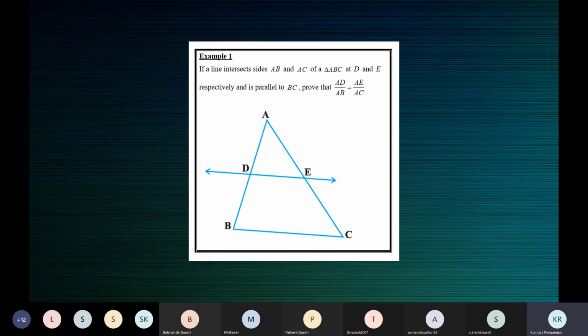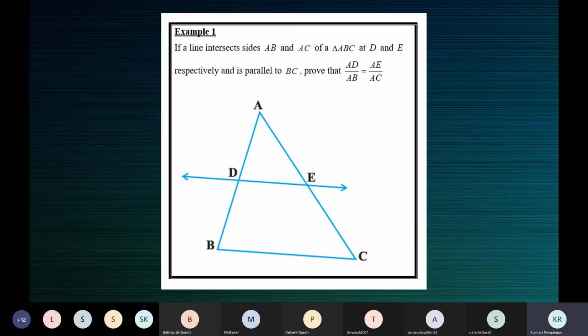So this is example 1 in NCERT. So see this, children, if a line intersects sides AB and AC of a triangle ABC at D and E respectively and is parallel to BC. DE is parallel to BC. So we have a triangle, DE is parallel to BC. We need to prove that AD by AB is equal to AE by AC.